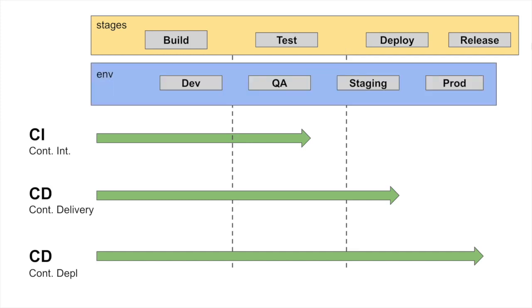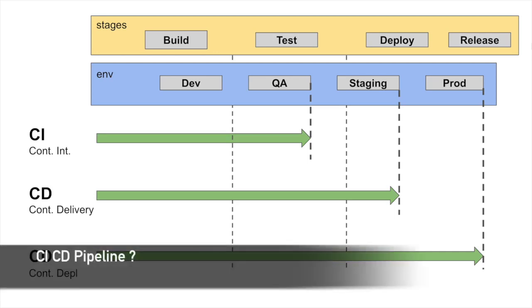Now if I also include the environments, that is the dev environment, the QA, the staging and the production environment, the CI process will expand until the QA environment, the continuous delivery process will extend until the pre-production or the staging environment, and then the continuous deployment process will extend until the final production environment. So this is in very basic terms. This chart, you can keep it in your mind forever, and this is the complete process of CI and CD.